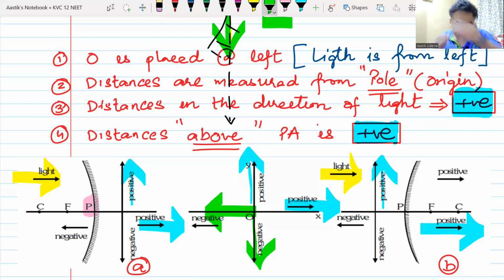Since I have done sign convention, I'll also introduce the mirror formula and the relation.